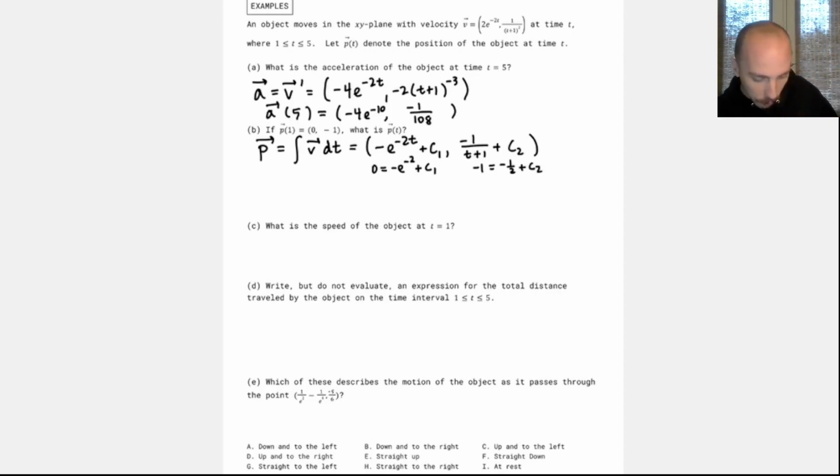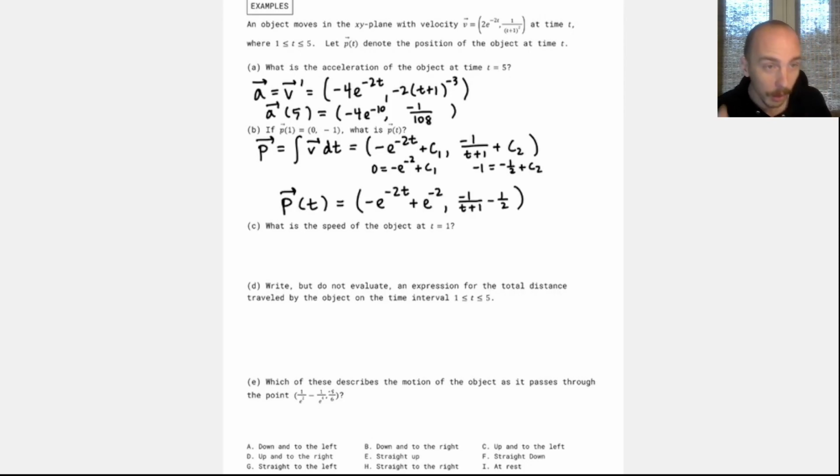particular constants are for the information we're given. So I'm going to plug in 1 for t and 0 for x and negative 1 for y, and figure these out, and then say, all right, well, p of t is going to be negative e to the negative 2t plus e to the negative 2, and negative 1 over t plus 1 minus a half.